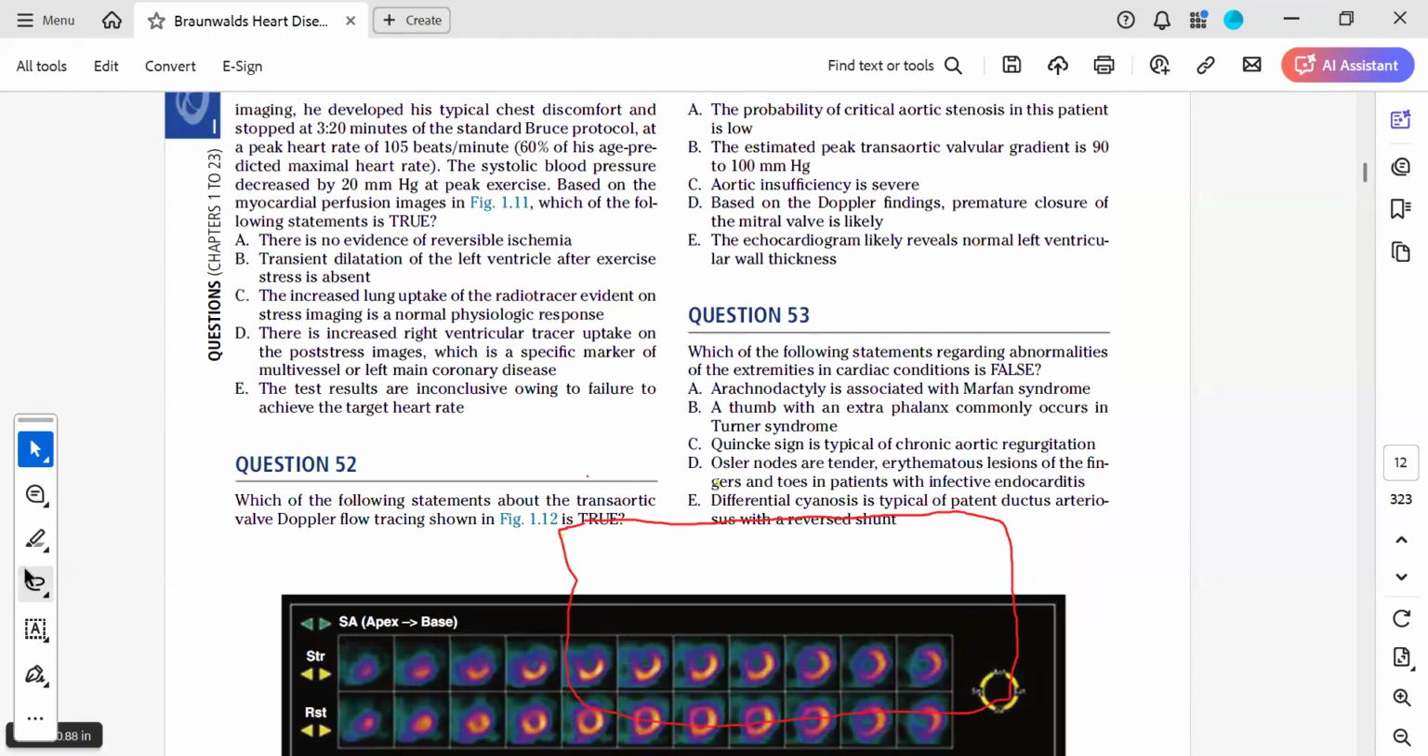Option D. There's an increased right ventricular tracer uptake on the post-stress image, which is a specific marker for multivessel and left main coronary artery disease. I had mentioned this earlier, that when the TID, which is the transient ischemic dilation ratio, is greater than 1.22, it's an indicator for severe multivessel coronary artery disease or extensive left anterior descending.